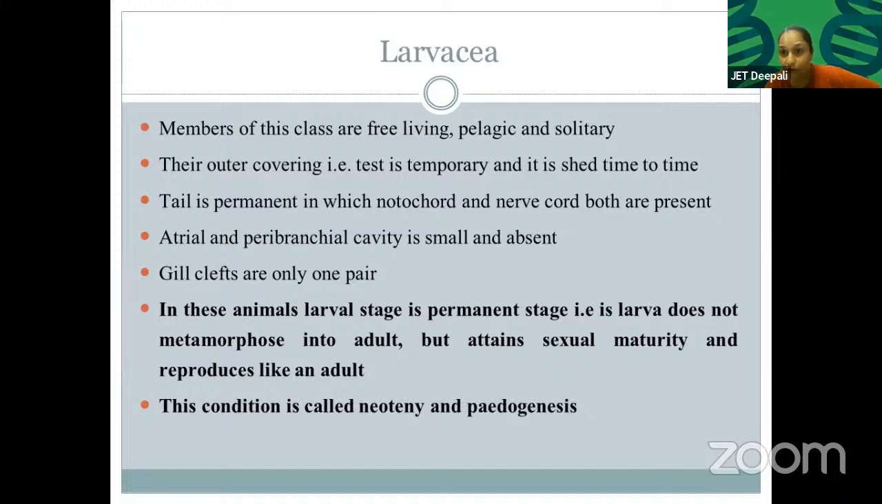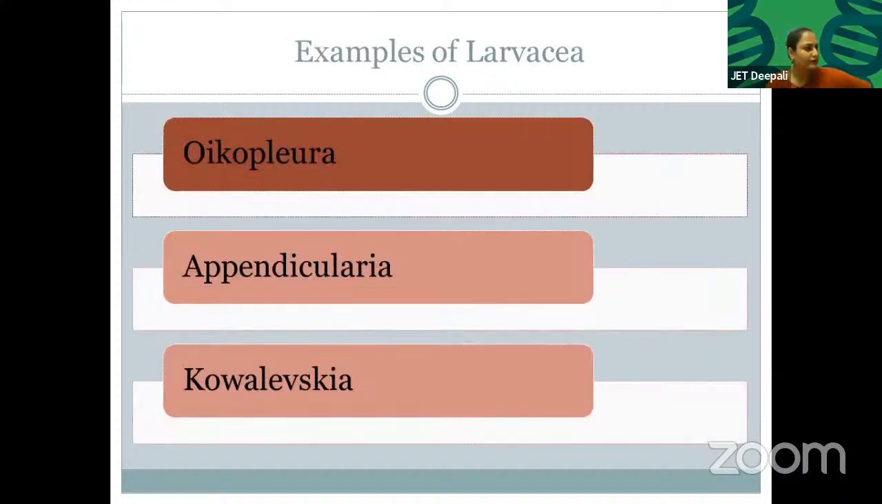Unlike mammals, we do not have larval stages. We develop, and after puberty we develop the sexual organs. This condition in Larvaceae is called neoteny and pedogenesis. Examples of Larvaceae are Oikopleura, Appendicularia, and Kovalevskia.